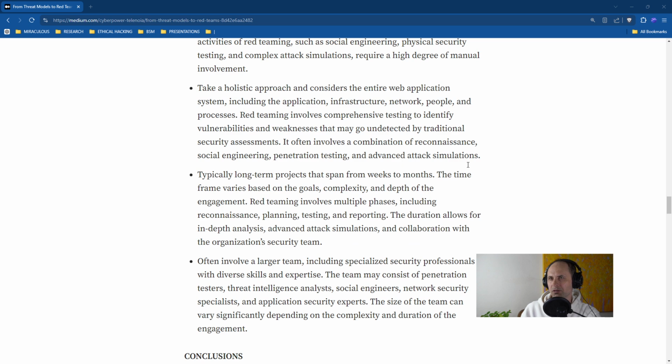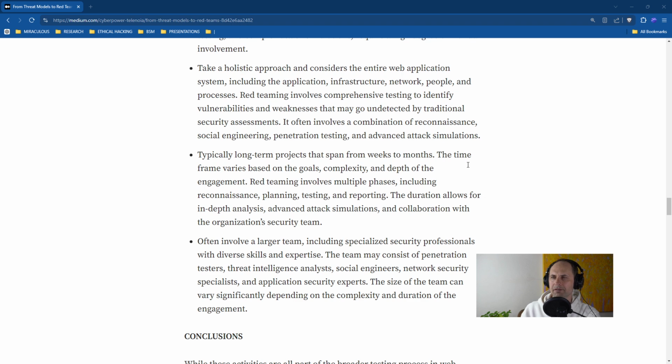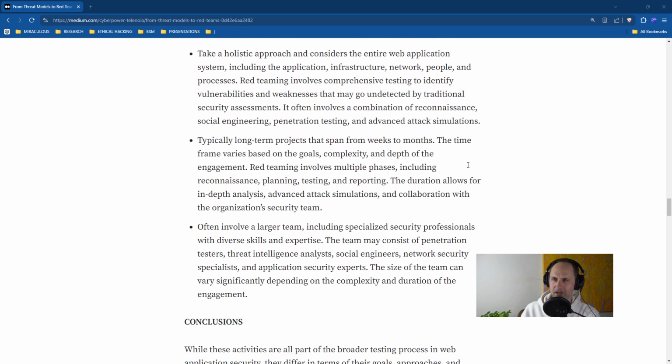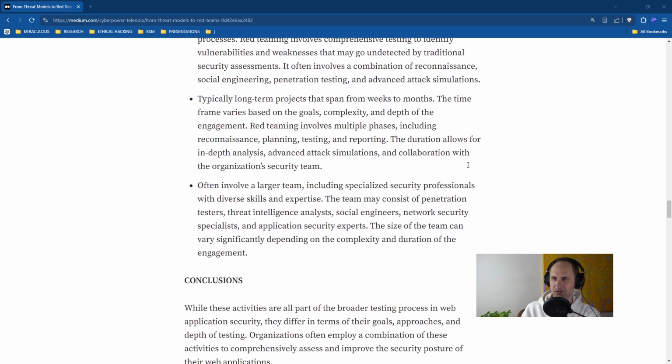Red teaming takes a holistic approach and considers the entire web application system, including the app, infrastructure, network, people, and processes. It involves comprehensive testing to identify those vulnerabilities and weaknesses that may go undetected by traditional security assessments. It often involves a combo of recon, social engineering, pen testing, and advanced attack simulations.